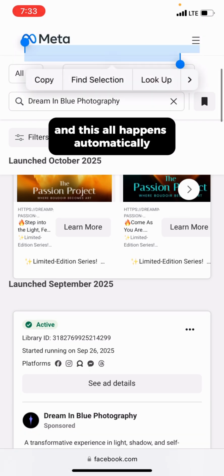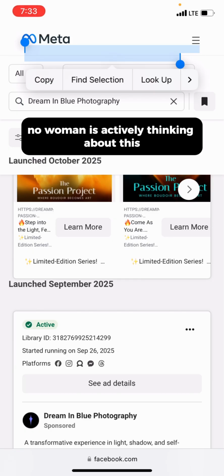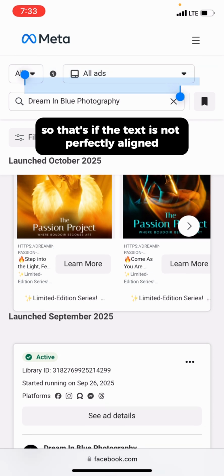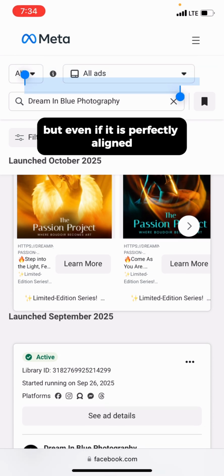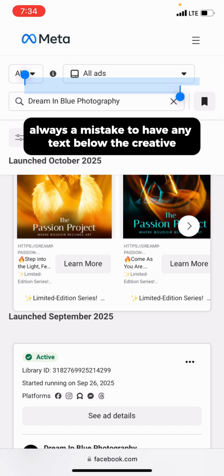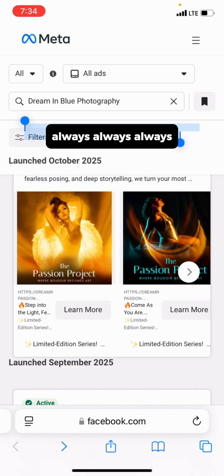And this all happens automatically. No woman is actively thinking about this. So that's if the text is not perfectly aligned. But even if it is perfectly aligned, it still makes it look more like an ad. So it's always a mistake to have any text below the creative. Always.